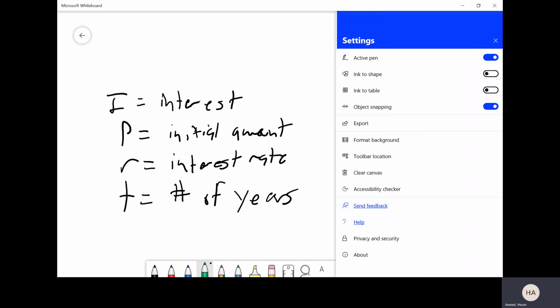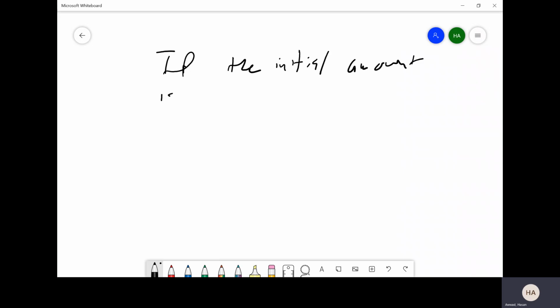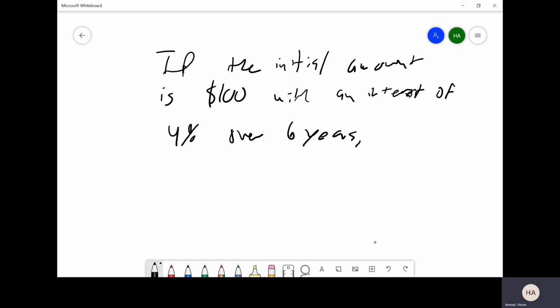So I'm going to read that again, and this time I'm going to write it down. So again, my initial investment, if the initial amount is $100 with an interest rate, God, my handwriting just deteriorates as the video goes on, with an interest rate of 4% over 6 years, what would the total be?